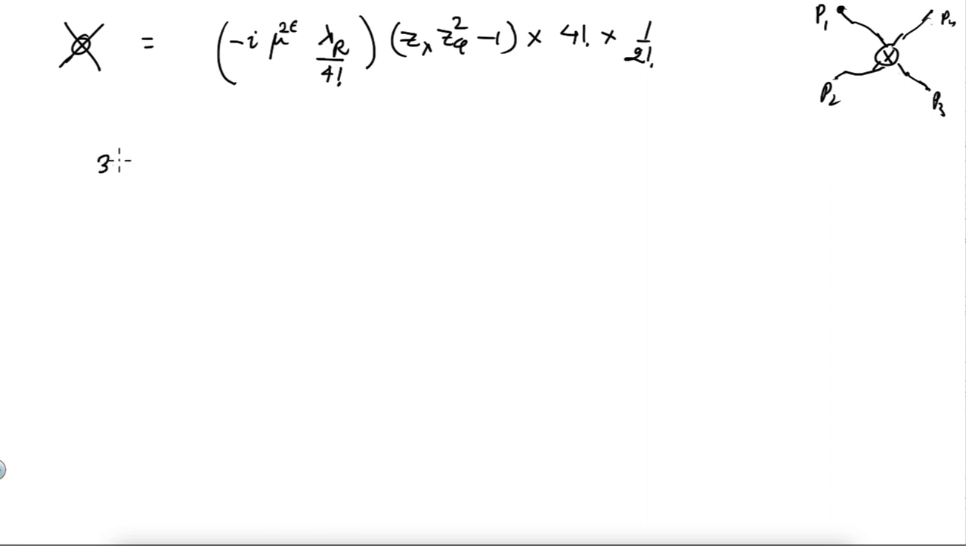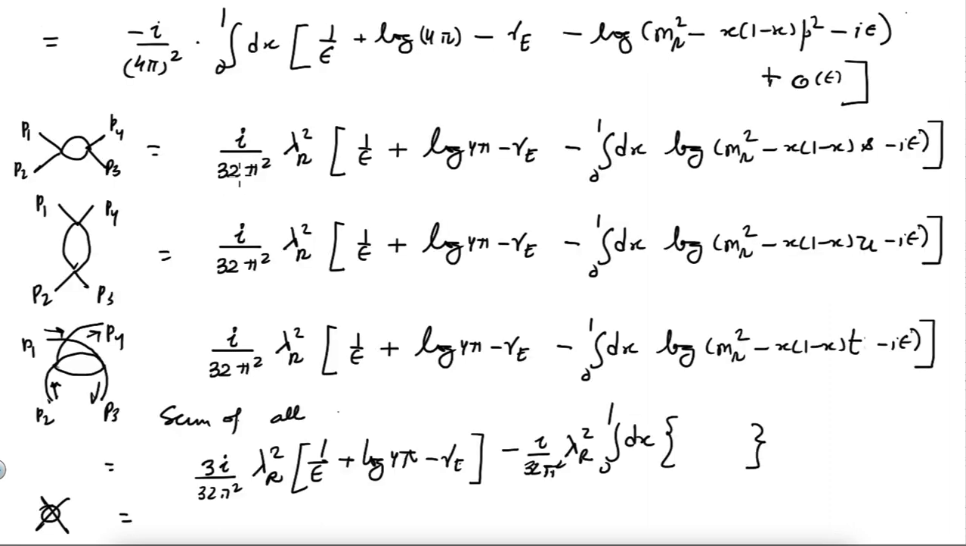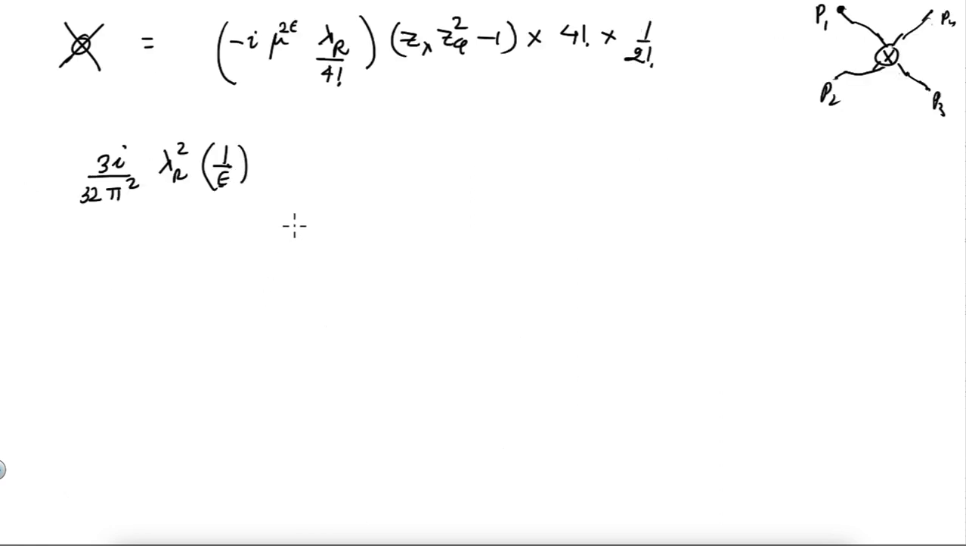So then you get 3i, this is what you have on the previous page, 3i over 32 pi square lambda r square 1 over epsilon. That is what I have written here. Plus this term, which is minus i over 2, that is coming from here, 4 factorials have cancelled. Then you have lambda r, okay, and then here z phi is 1 to order lambda, it is 1 plus 0 plus lambda r plus some number times lambda r square, so z phi I'm going to put 1, and here you have z lambda minus 1. Okay, and that should be finite, or because I am working in minimal subtraction scheme, I choose that finite to be 0. Okay, that's an MS scheme.